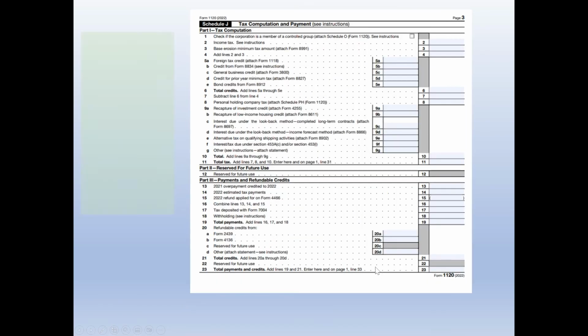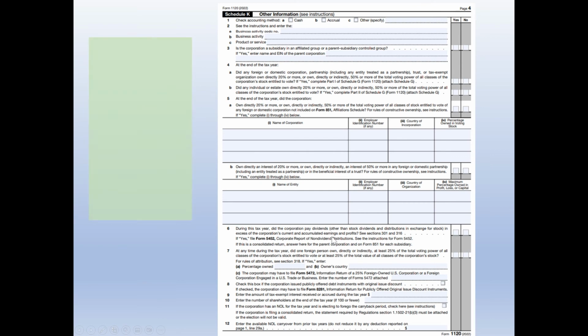Now go back to page 3. So next are pages 4 and 5. Pages 4 and 5 are other information. That information is very important. Every single one of those questions only asks yes or no. And for some of them you may need to put in a schedule to explain why it is yes or why it is no.